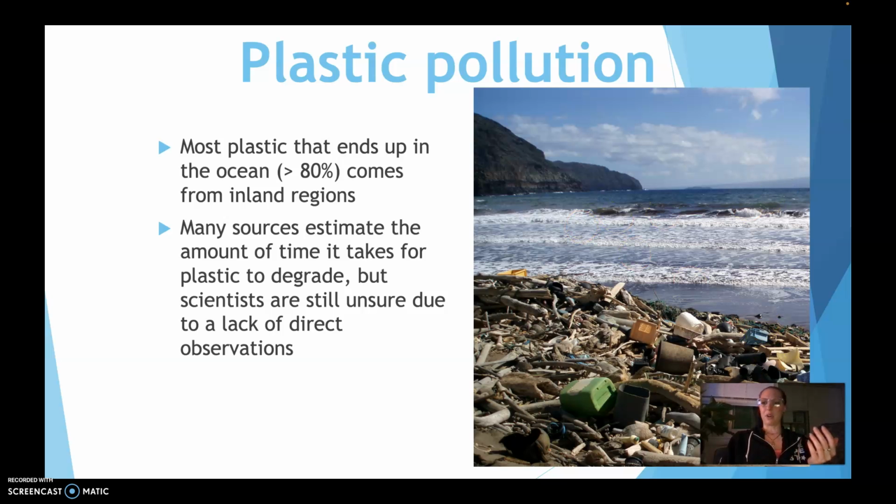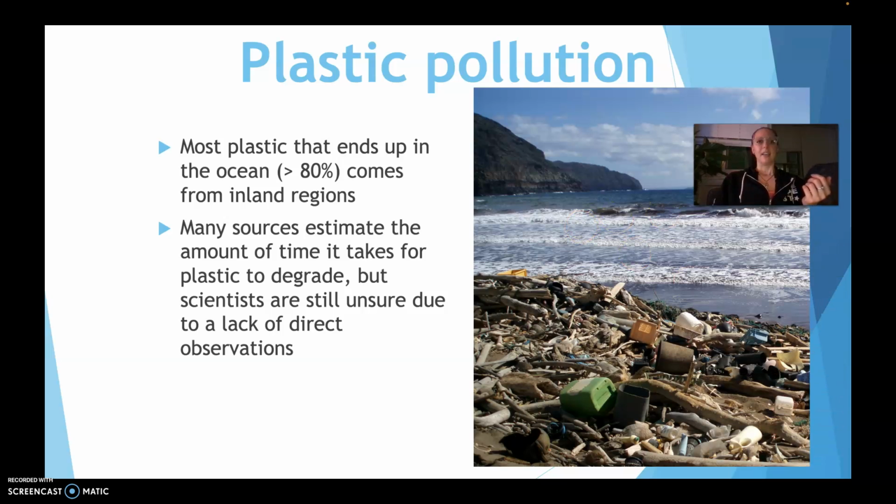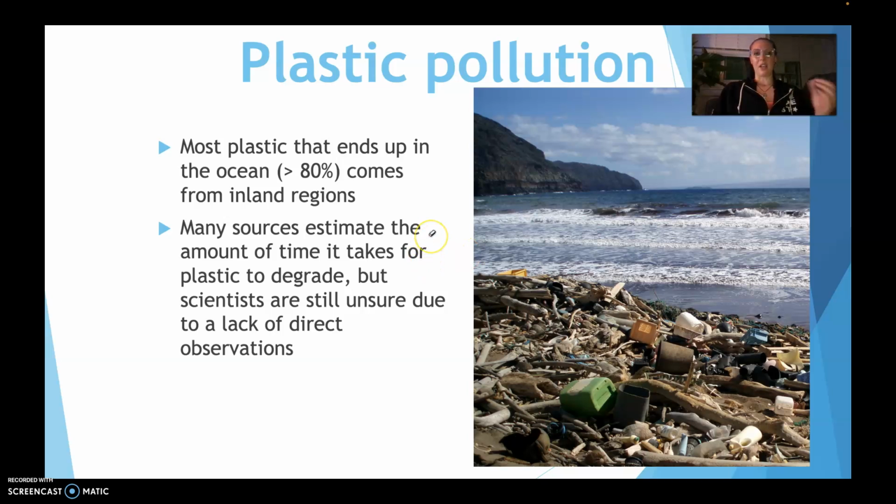And lastly, it's really important to note that most plastic that ends up in the ocean, about 80% of it, comes from inland regions. So it's not necessarily the people along the coast that are doing this. It's the people who live in landlocked areas that are just throwing their trash into rivers, and rivers eventually make it to the ocean. So every single human being on this planet can have an impact on plastic pollution.